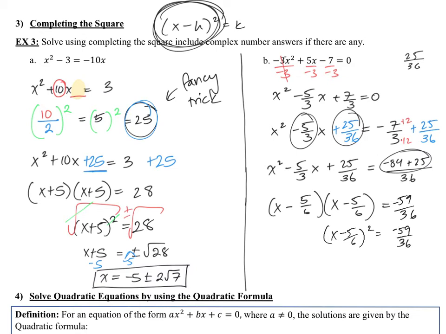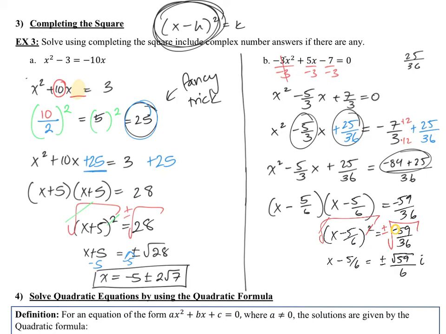We're running out of space here. Let's take a square root of both sides. Do you see what happened there? We have a negative inside the radical, and our instructions include complex numbers if there are. So we're going to take that i out, because that's the imaginary number i. So then we get x minus 5 over 6 equals plus or minus i root 59, and I'll simplify the 36 here over 6.